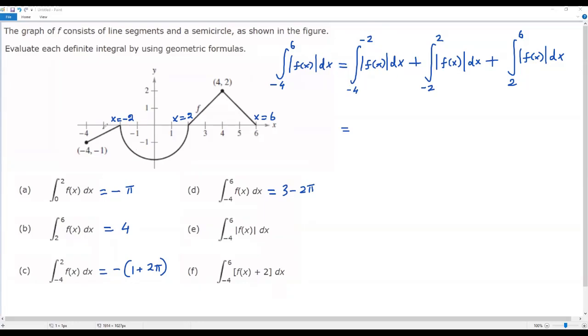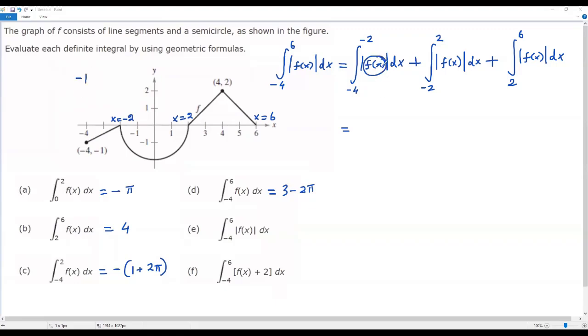From x equals negative 4 to negative 2, we have a triangle with base 2 units and height 1 unit. So base times height divided by 2, I'm getting the area as just 1. Since this triangle is below the x-axis, we considered this one as negative 1.